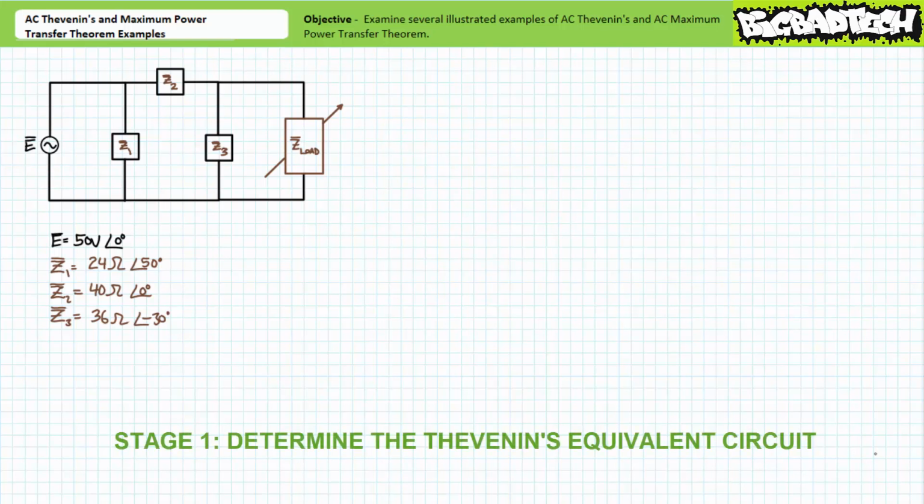Stage 1 of this illustrated example problem necessitates we solve for the Thevenin's equivalent circuit seen by the variable load impedance. Once we've got these values, we'll move on to stage 2 and examine maximum power transfer for this circuit. By all means, pause the lecture and try stage 1 on your own. If you're tracking, you should have obtained the following results.